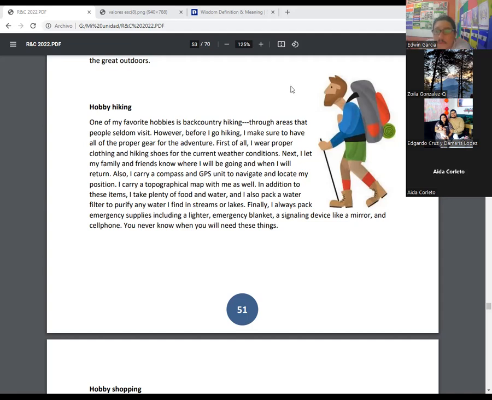Okay, thank you so much, Edgardo. Well, just this: lighter, lighter. It's a lighter. Okay, teacher, thank you. Well, okay, we have one more. In this case, hiking.